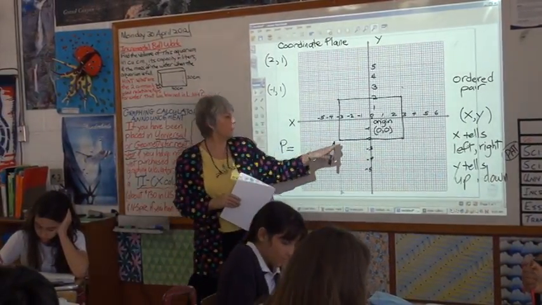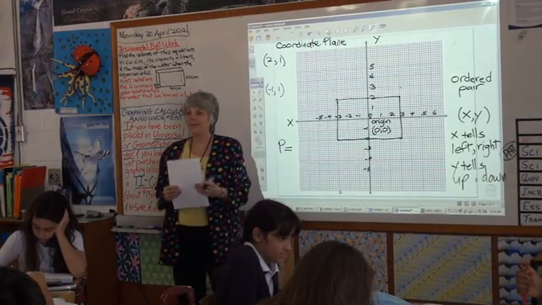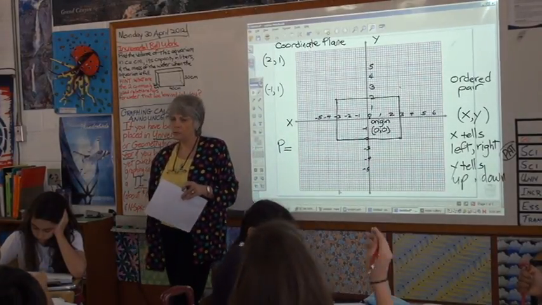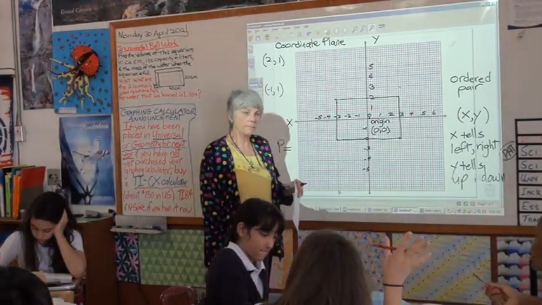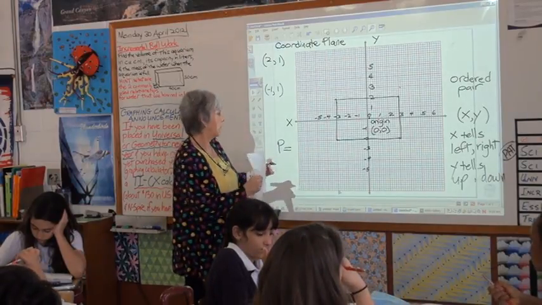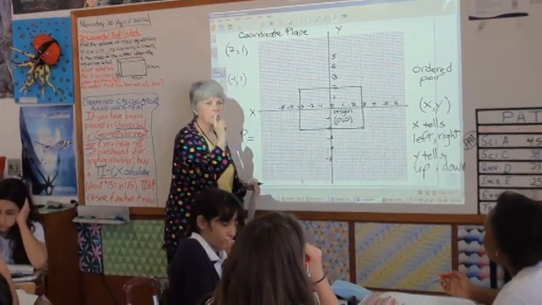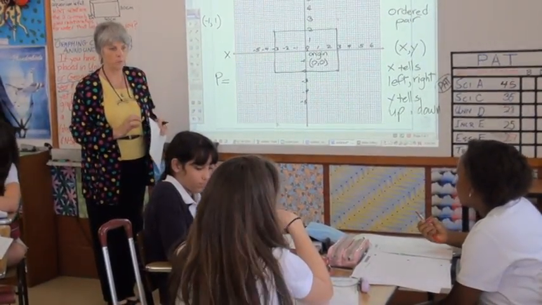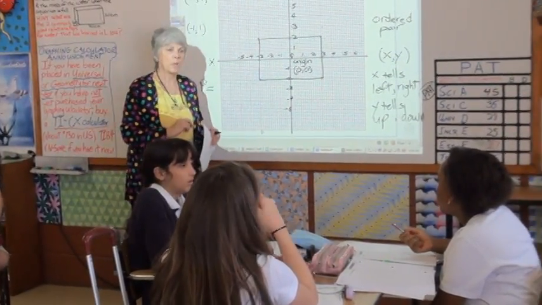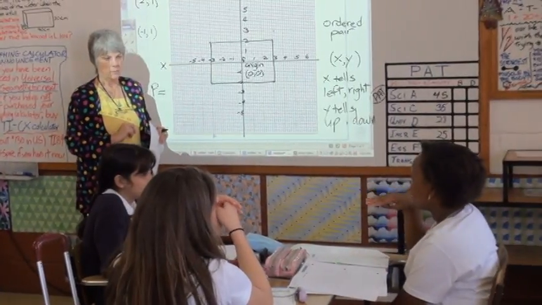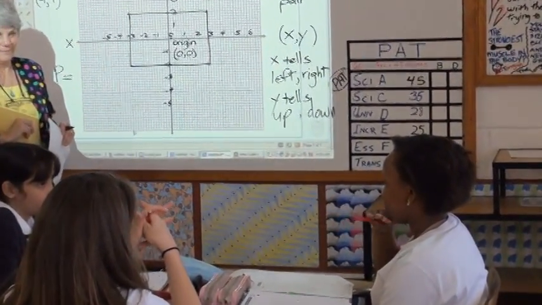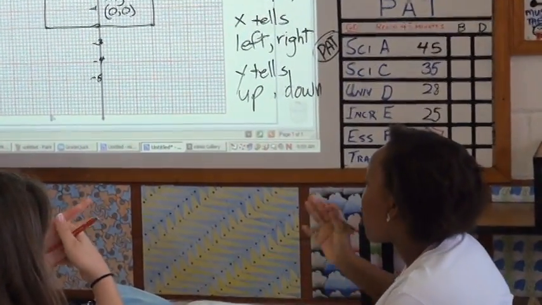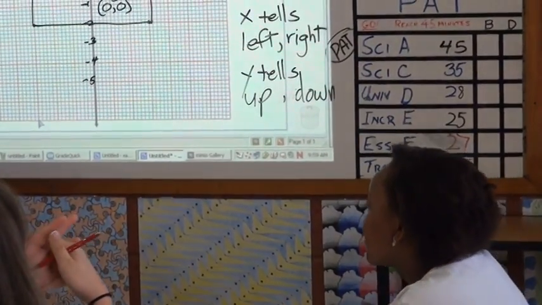Okay, so how many units is my length? Jasmine? 20. Okay, listen to my question. How many units is my length? Okay, so what's length represent in a rectangle? The bottom, like the long. The longest side, that's right.